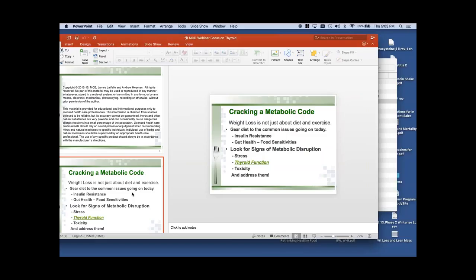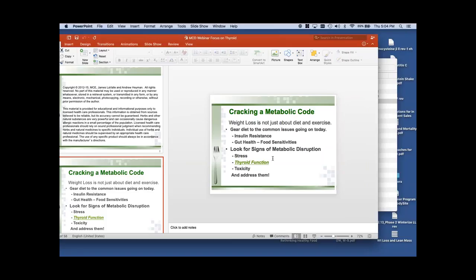But as any practitioner knows, one of the common things that we encounter today with our clients are problems with thyroid symptoms. And so the metabolic code diet and programs focus on addressing the common issues that are influencing people's health and disease risk, like insulin resistance, gut-related conditions and problems, and how different components and lifestyle factors affect our health, especially things like stress and toxicity from the environment.